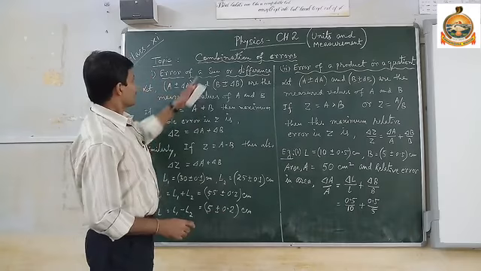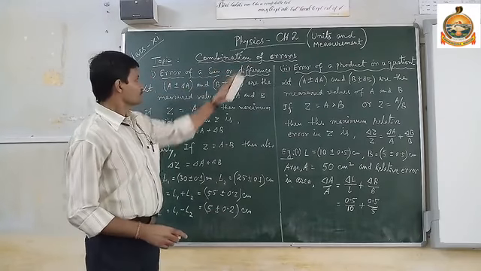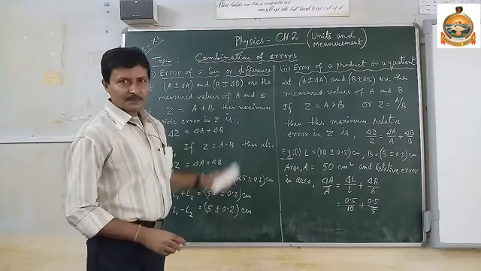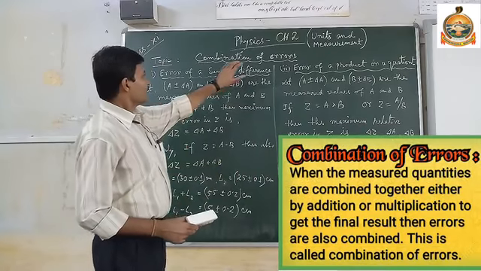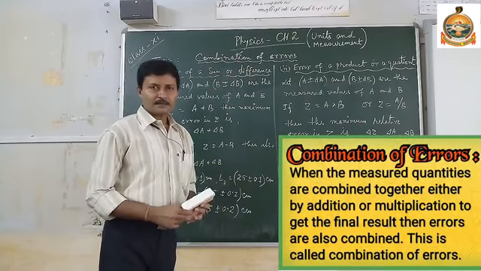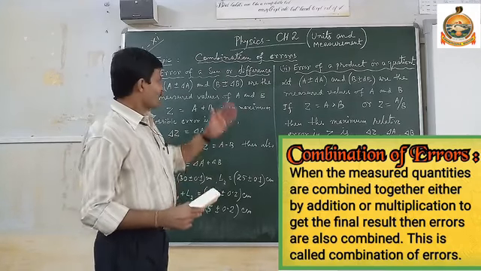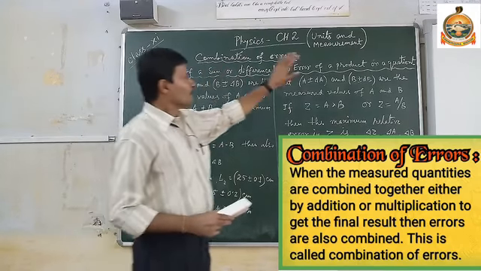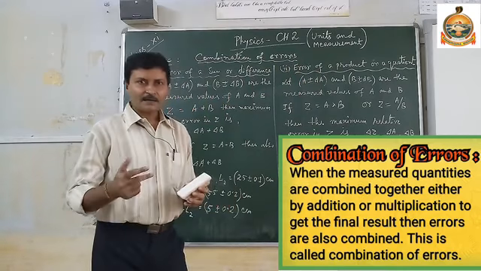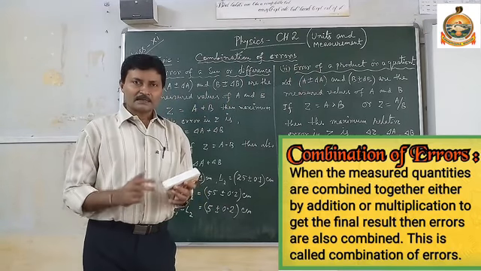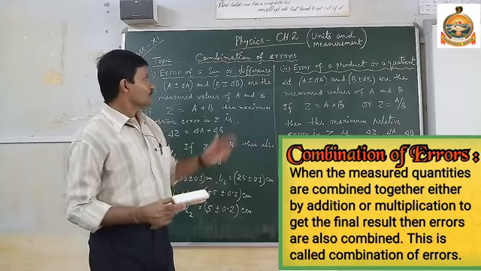Today we shall learn about combination of errors. What do we mean by combination of errors? When the results of the measurements are combined together, either by addition or multiplication, to get the final result, then errors are also combined. This is called combination of errors.